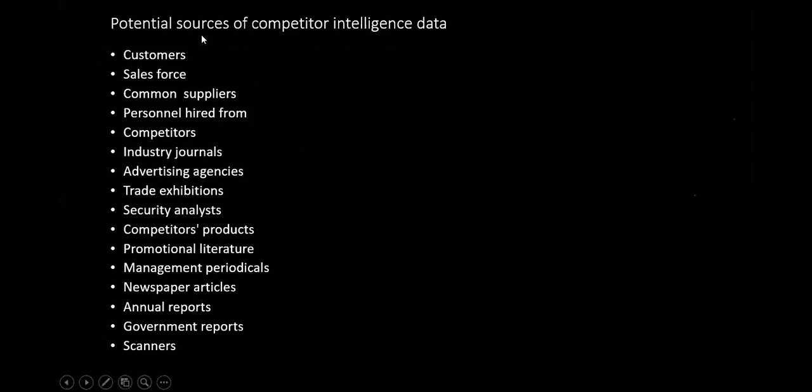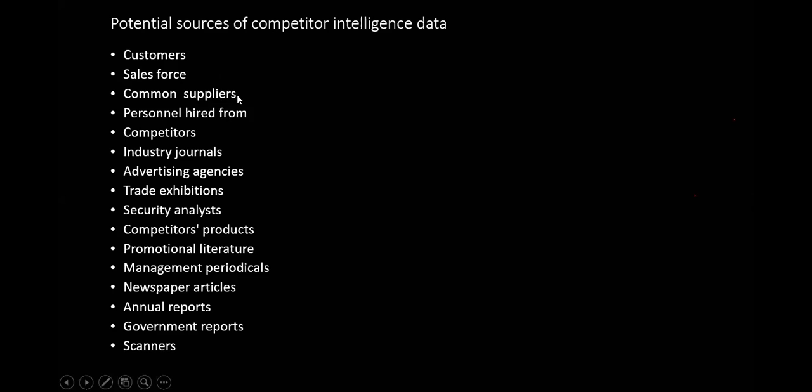Then, potential sources of competitors' intelligence data. Of course, I have listed many items as sources of data, but you may list more than this if you think further and further. Customers are one source of competitors' intelligence data. You may talk about the customers. Then the sales force, your sales reps may bring very good information about the competitors.